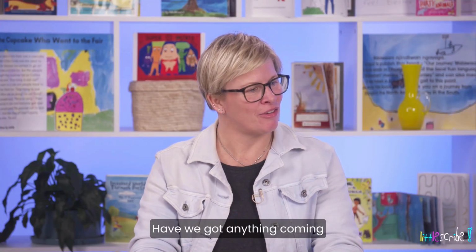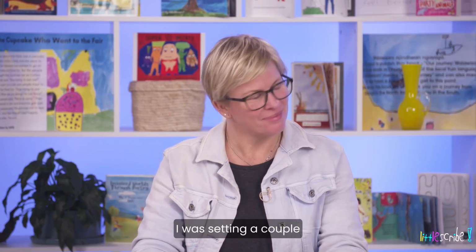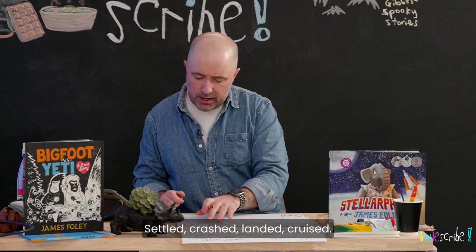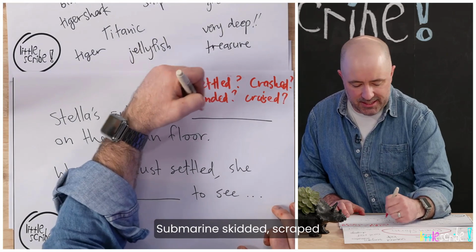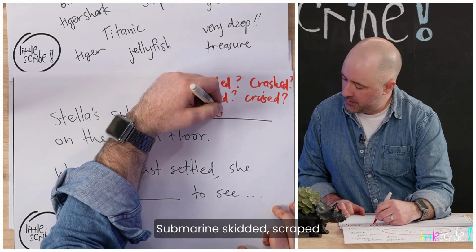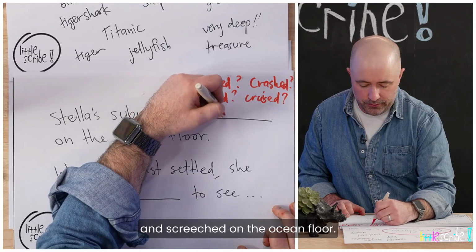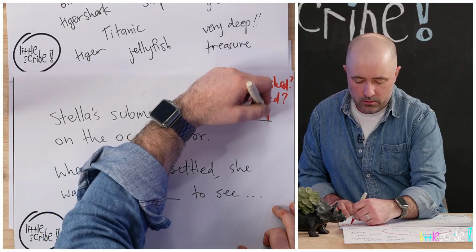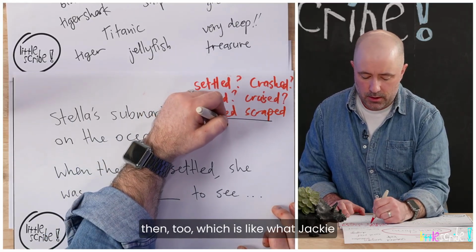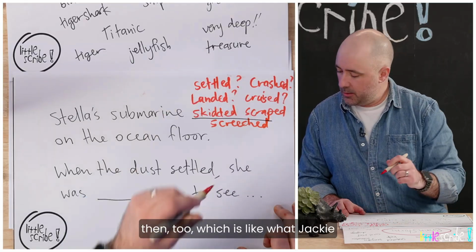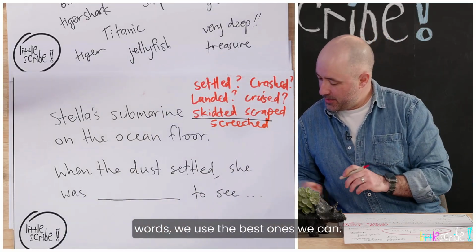Have we got anything coming through yet, James? Let's have a look. I was adding a couple of examples myself. Settled, crashed, landed, cruised. But we've got, oh, this is good. Stella submarine skidded, scraped, and screeched on the ocean floor. Oh, brilliant. I like that. And because they're great sound effects too, you know? Which is like what Jackie was saying earlier. We don't waste words. We use the best ones we can.